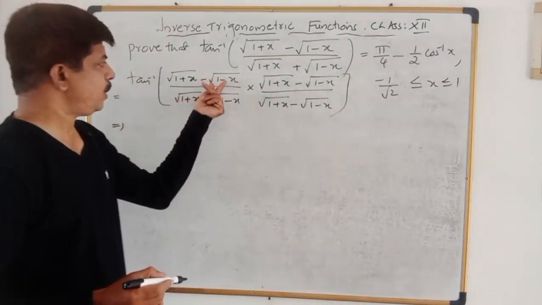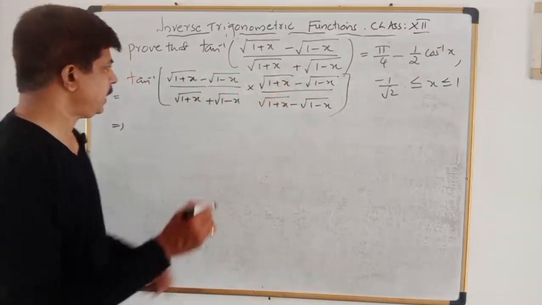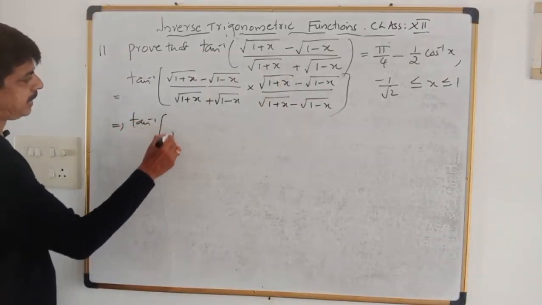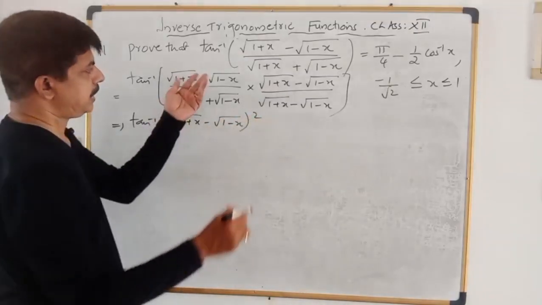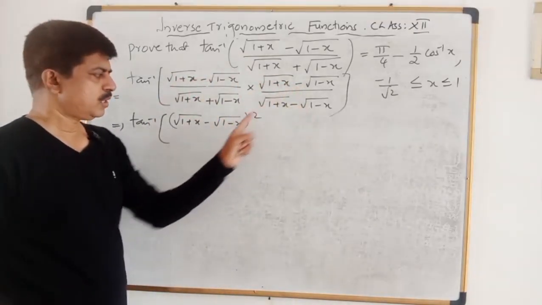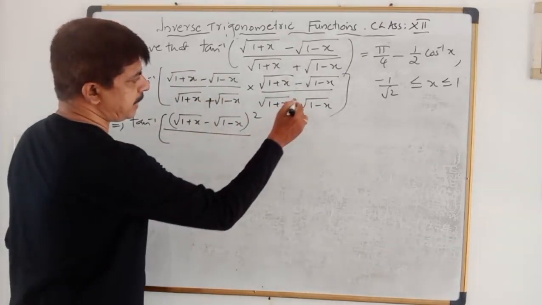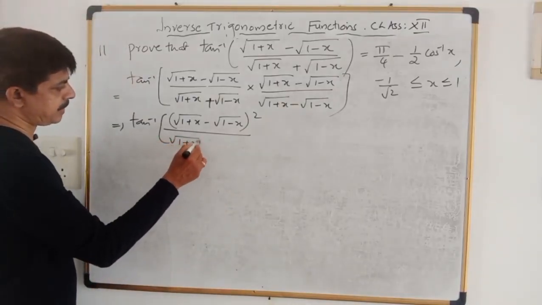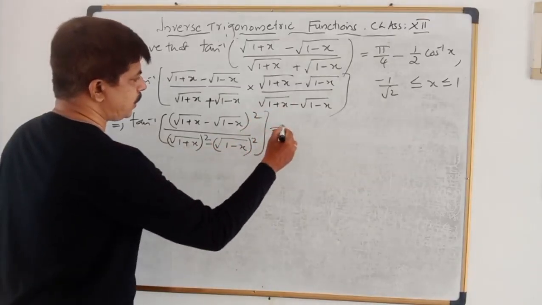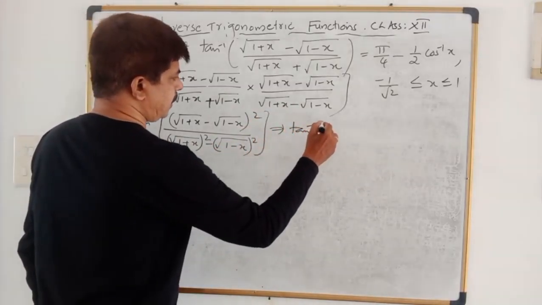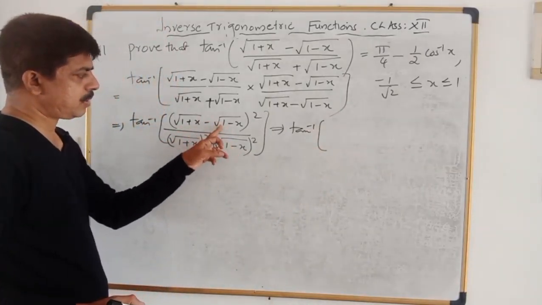Looking at the numerator, we can see both are identical expressions, so we can express it as a minus b whole square, because they are identical expressions with minus sign in the middle. So we will apply a minus b whole square. The denominator is also identical, but one is plus and another is minus, so a plus b times a minus b. What is a plus b into a minus b? A square minus b square. So it implies tan inverse of a square minus b square in the denominator, and a minus b whole square in the numerator, which is a square plus b square minus 2ab.